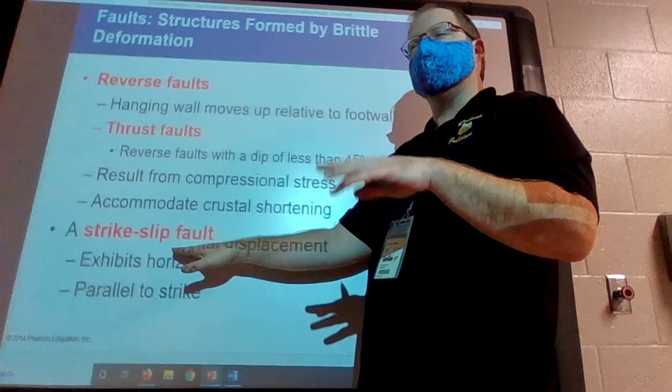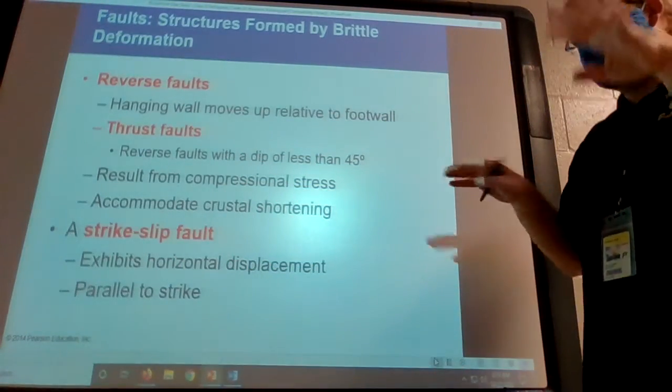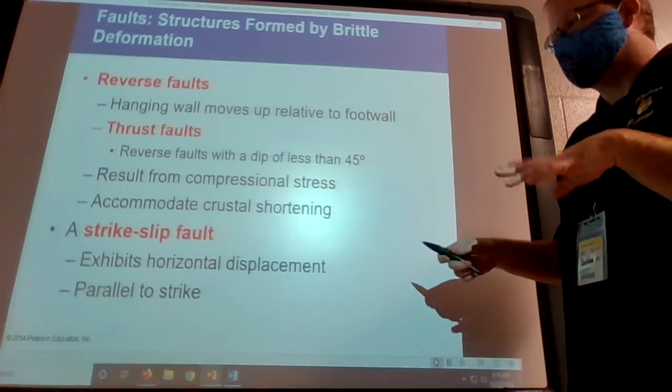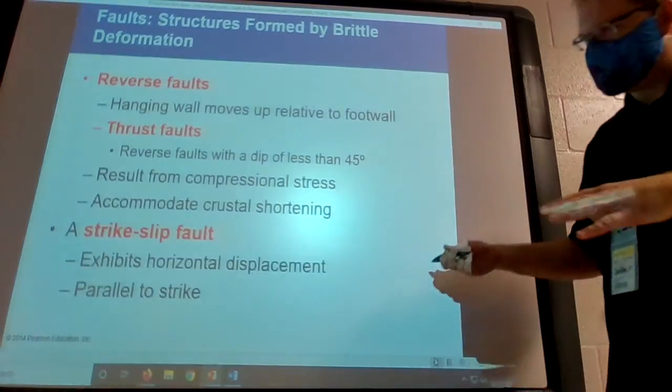A strike slip fault is essentially like a transform fault in plate tectonics. You're not going to have anything up and down. It's only horizontal displacement. And like I said, parallel to the strike, which is your horizontal direction.